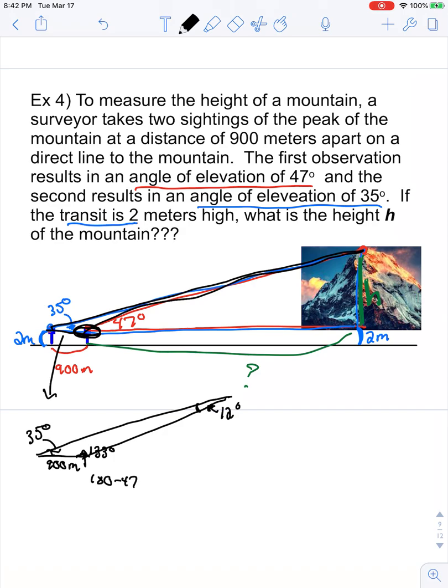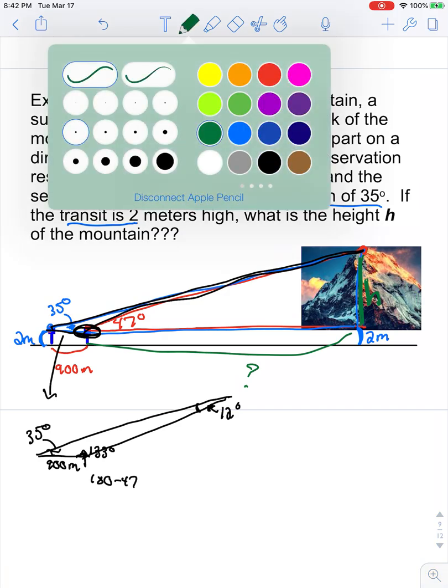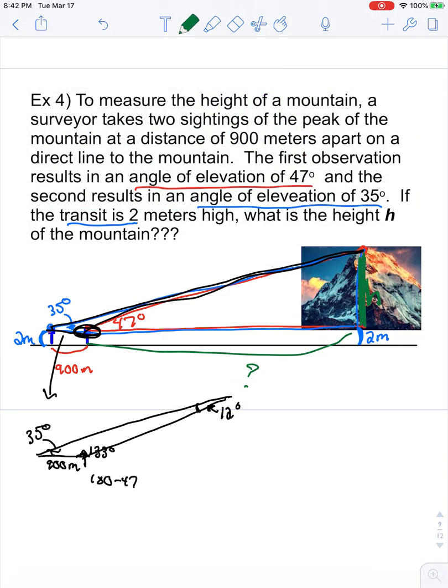Why do I want all this? Because ultimately, if I want to come back up here and find the height of this mountain, I'm going to need to know this hypotenuse so that I can use this right triangle to help me find that. The only way I'm going to find that hypotenuse is down here in this triangle by using my law of sines. So coming down here, the side I'm looking for is across from this 133 degree angle.